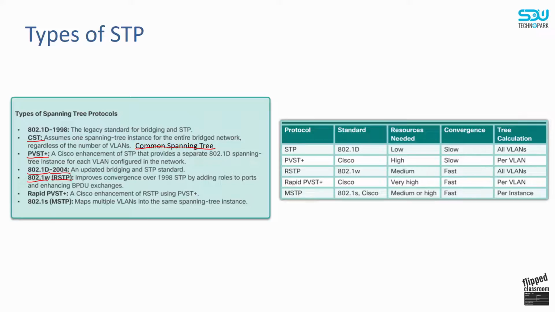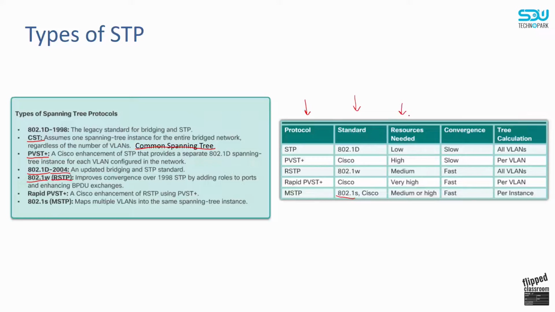Now let's take a look at the comparison between them, where we have the enabled protocol, STP, PVST, and so on. And we have the standard: is it a standard protocol, or maybe a Cisco proprietary protocol? STP is the standard protocol, which has the IEEE standardization 802.1d. PVST is Cisco proprietary, RSTP is 802.1w, and rapid PVST is also Cisco proprietary. Whereas MSTP has two variants, either 802.1s or a Cisco protocol.